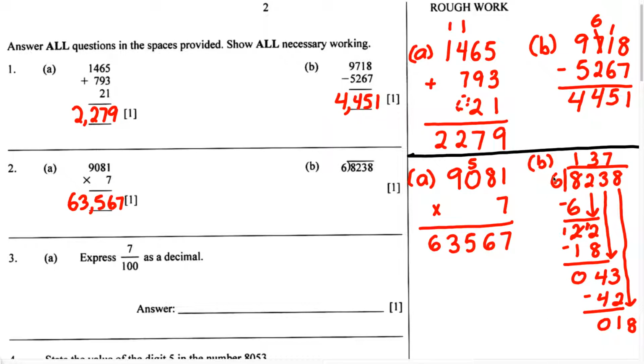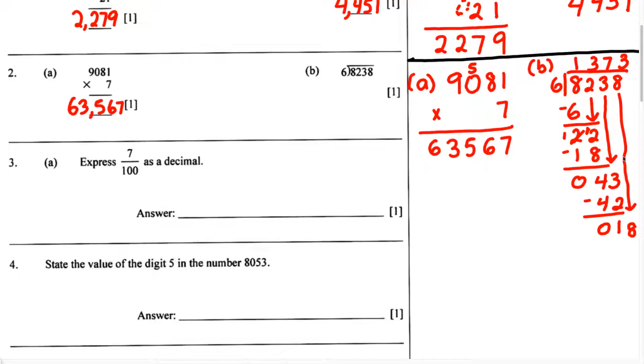We can say 6 can go into 18 3 times. 6 times 3 is going to give us 18. When we subtract this, 8 minus 8 is going to give us 0. And 1 minus 1 is going to give us 0. Therefore, this problem is now complete. 8,238 divided by 6 is going to give us the answer 1,373.